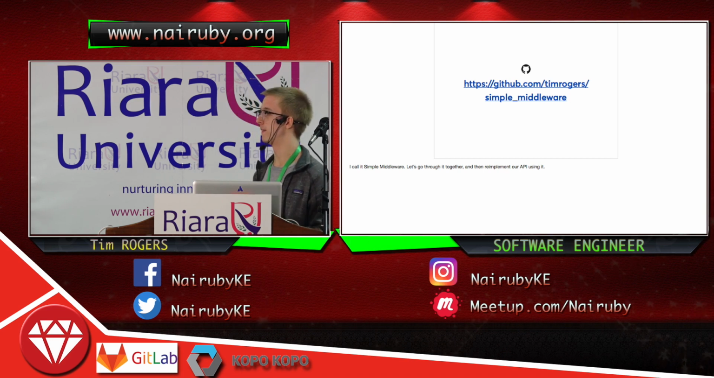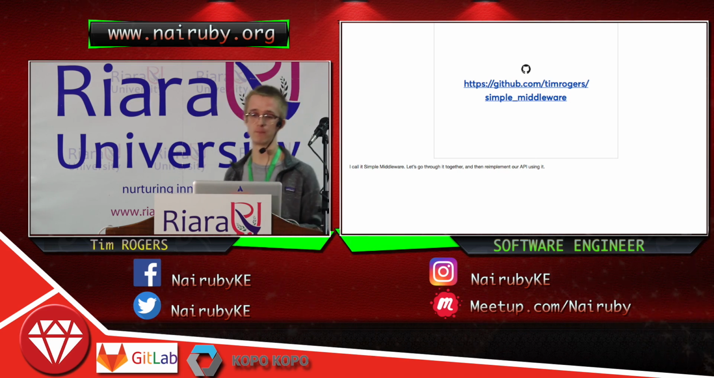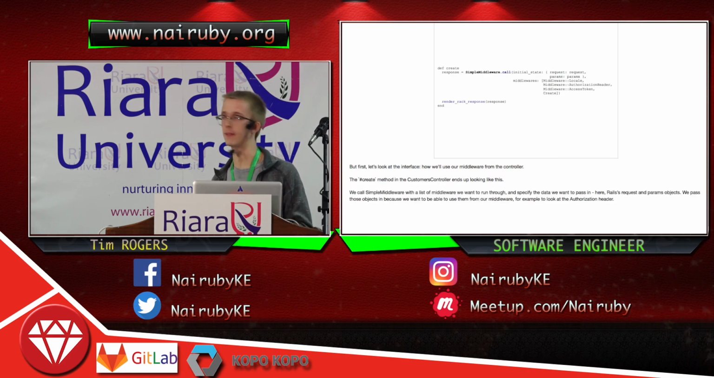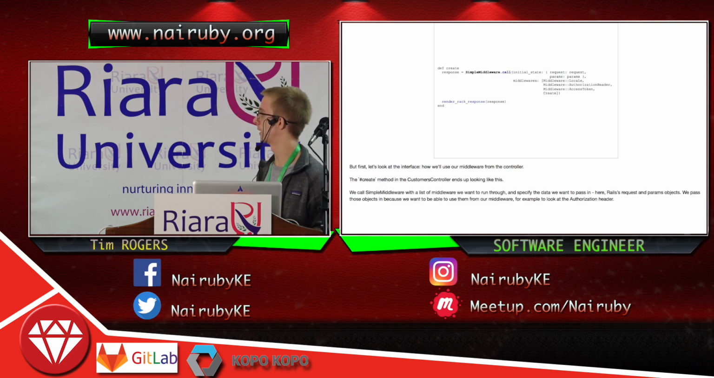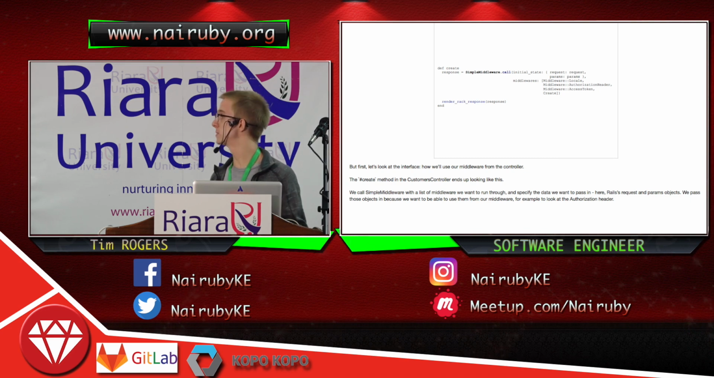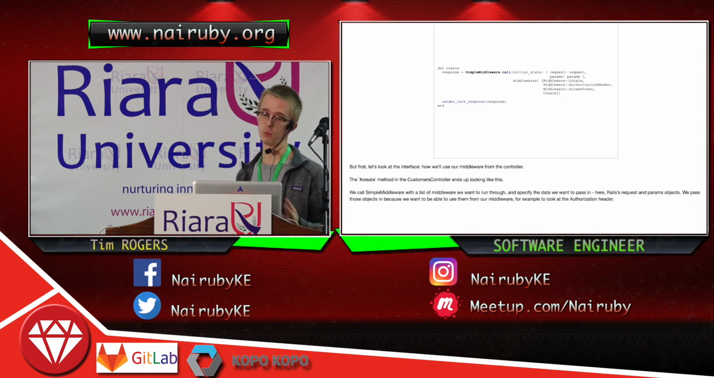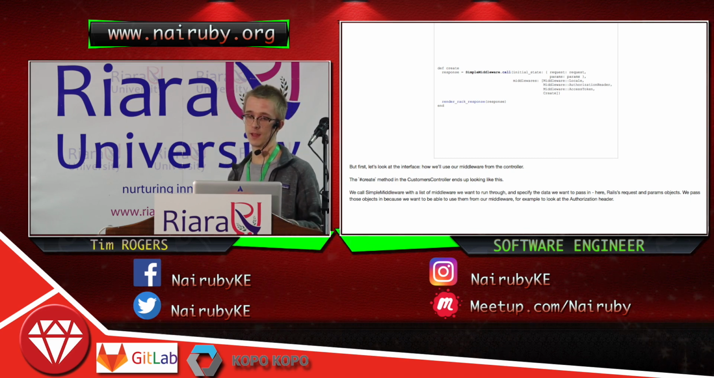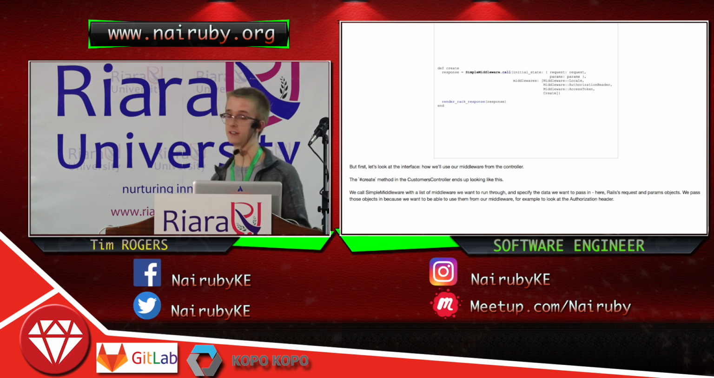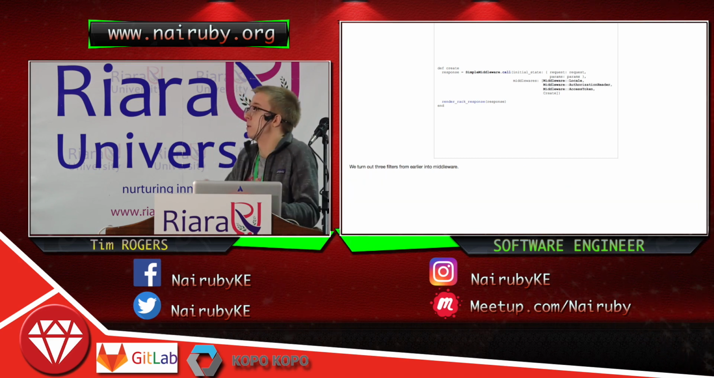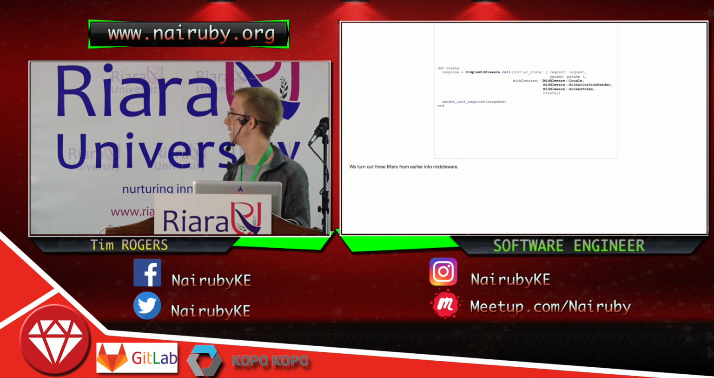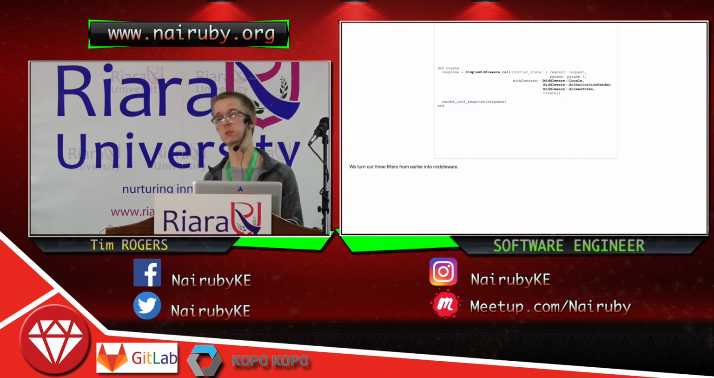First, let's look at the interface, how we actually start using our middleware from the controller. The create method in the customers controller ends up looking like this. We call simple middleware with a list of middleware we want to run through and specify the state that we want to pass in, so the data we want to have accessible in those middleware. Here we say we want the request, so we can look at the headers, and we say that we want the parameters.